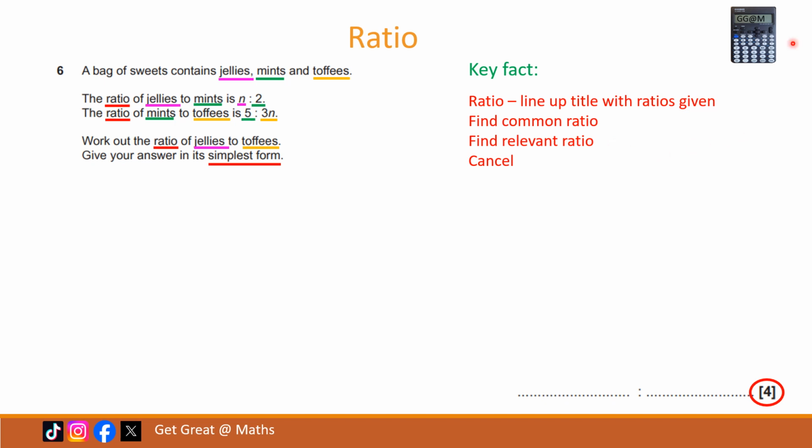So press pause, have a go at answering this question and give me a thumbs up and a smiley face when you've got an answer. Well done guys, let's see how you did.